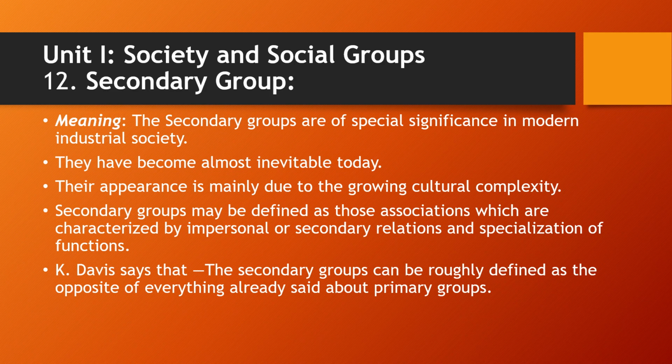We'll understand the meaning. The secondary groups are of special significance in modern industrial society. They have become almost inevitable today. Their appearance is mainly due to the growing cultural complexity. Secondary groups may be defined as those associations which are characterized by impersonal or secondary relations and specialization of functions. K. Davis says that the secondary groups can be roughly defined as the opposite of everything already said about primary groups.